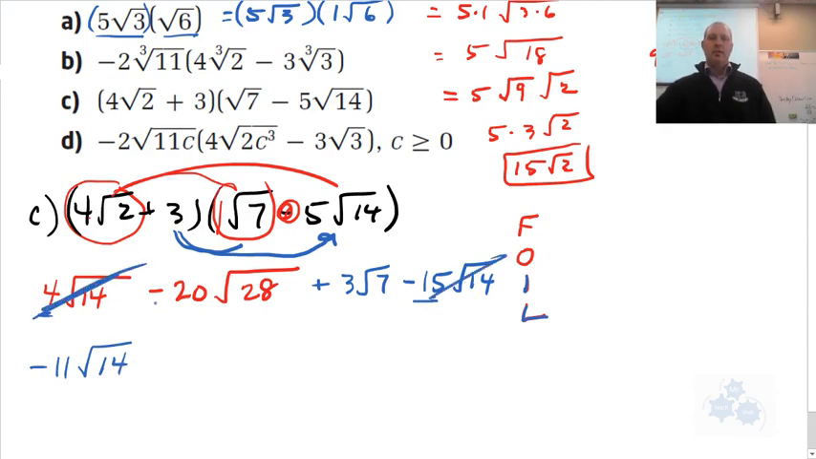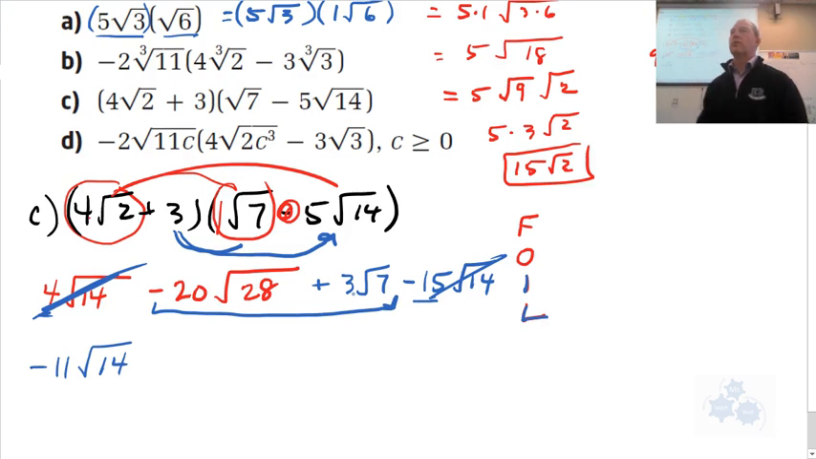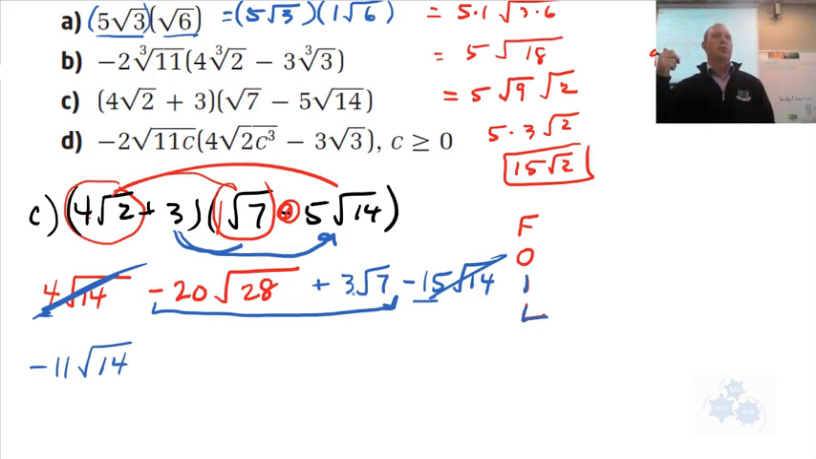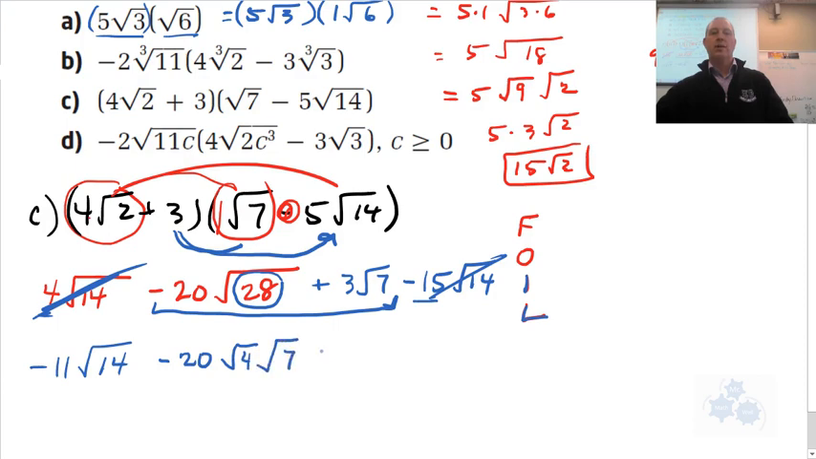What do you notice with these two terms? Anything jump out at you? What do you notice with those two? Are they like terms? No, yes? Okay. What you want to notice here is that root 28 should be able to be simplified because it has a factor of 4, right? 4 times 7. So this is actually minus 20 times root 4 times root 7.